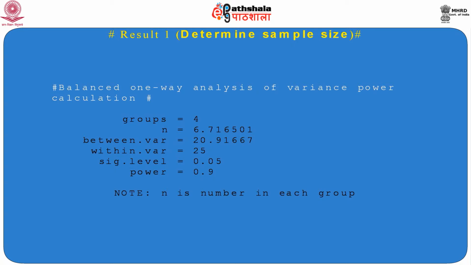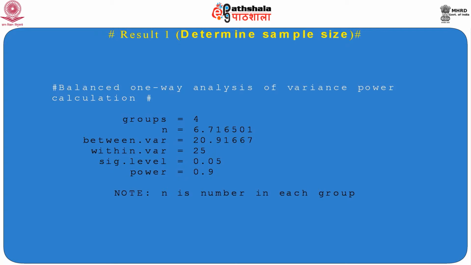So we can consider 7 individual samples for each group, and groups is showing as 4. Between variance is observed as 20.91, and as given, within variance is equal to 25, where the significance level is considered 0.05 with power 0.9. So this is one example where we can calculate sample size, and the sample size, small n, is obtained as 7.